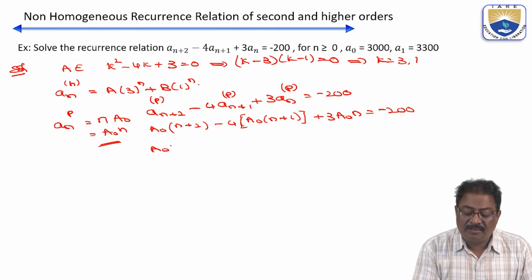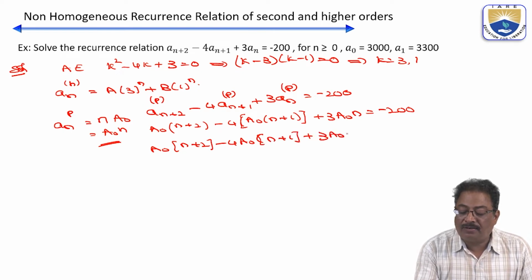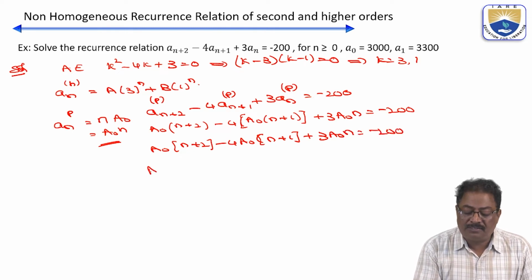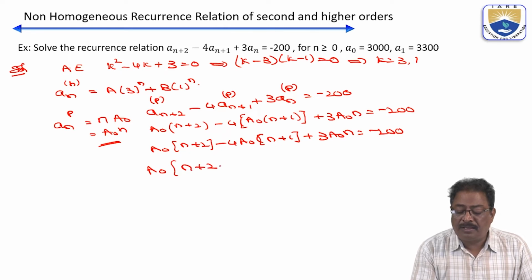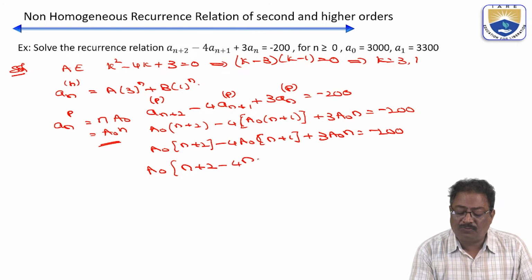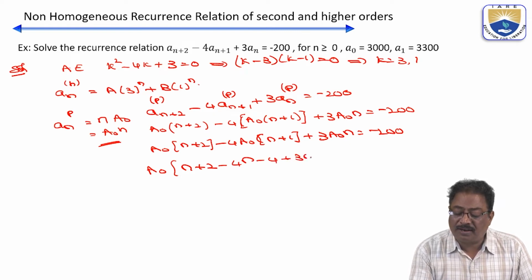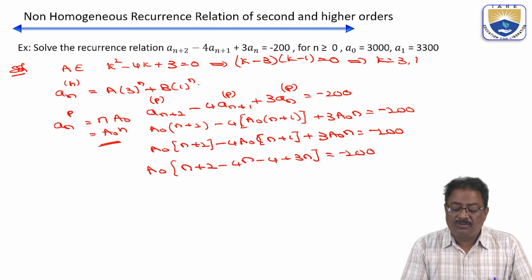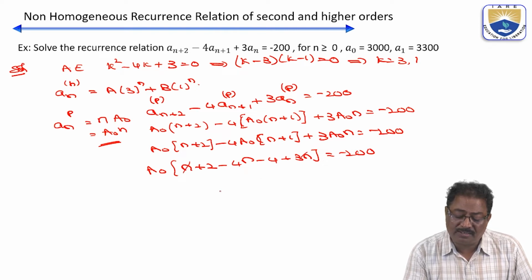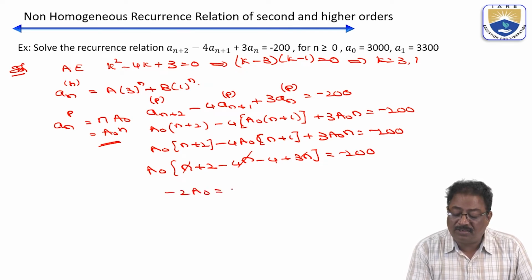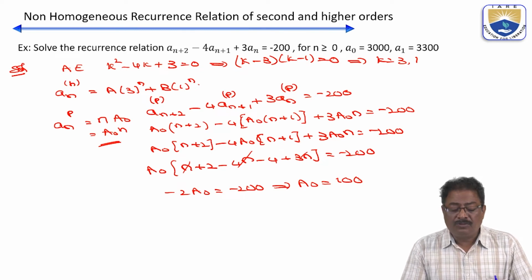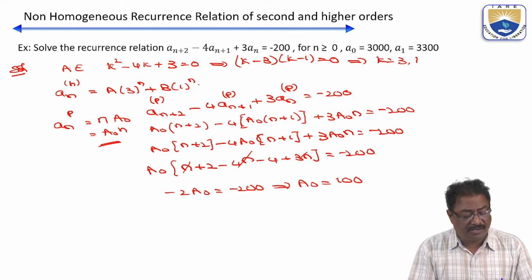Now this is a naught into (n plus 2), then minus 4 a naught into (n plus 1), then 3 a naught into n is equal to minus 200. So take a naught as common: n plus 2, then minus 4n minus 4, and the next plus 3n is equal to minus 200. So now this is what we are going to get: n plus n minus 4n plus 3n, this will be simplified. Then it is minus 2 a naught equal to minus 200, which implies a naught is equal to 100. So this is how we find the a naught.